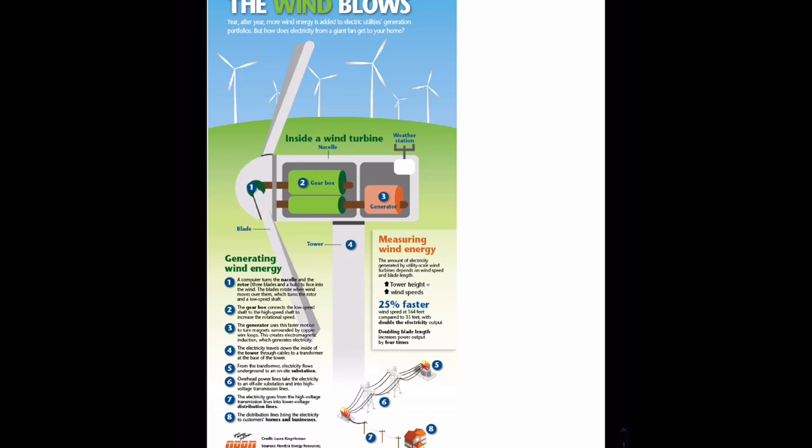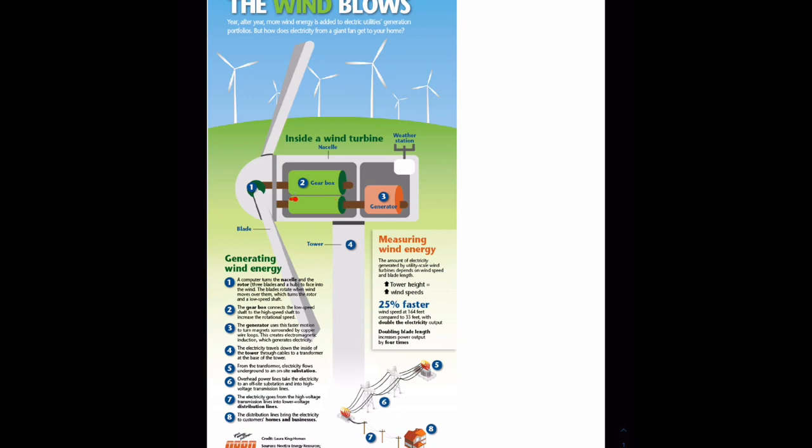The rotor is the three blades and a hub. So that's the hub, and these are the blades. The rotor is the whole thing. So it turns the rotor to face into the wind. The blades rotate when wind moves over them, which turns the rotor and low speed shaft. So it's programmed to face the wind whenever it goes.